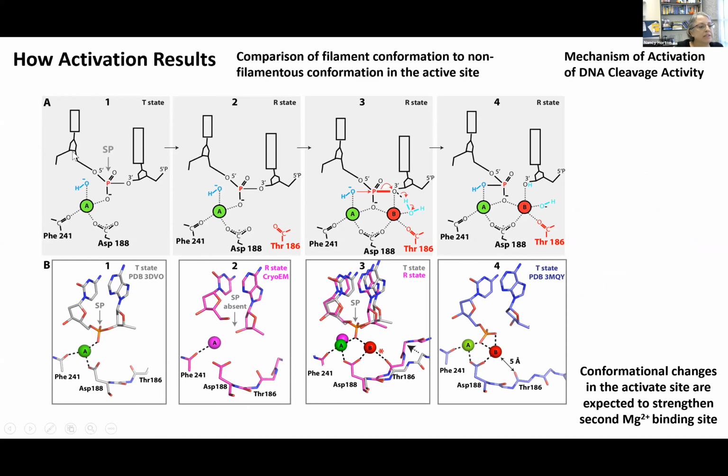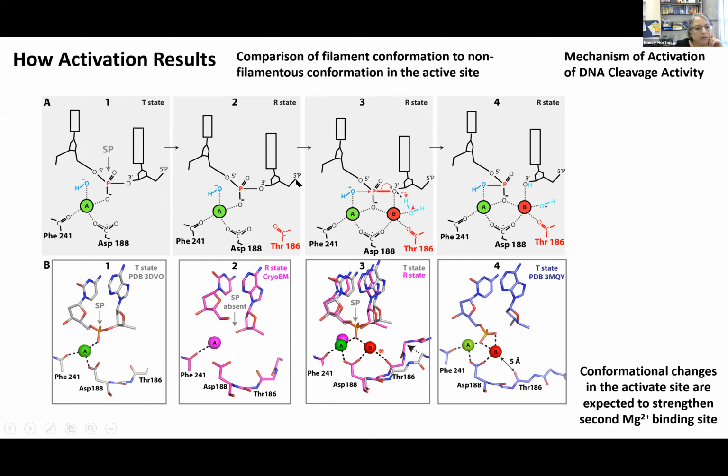So to orient you, this is our cartoon of DNA. This is the bond to be cleaved right here. Metal ion A is positioned here. It binds the nucleophile, water or hydroxide, for nucleophilic attack. And there should be a second metal ion according to the two metal ion mechanism. But we don't see that in our crystal structures in the low activity state. The metal's there, but it's very far away. So we think that's why DNA is cleaved only slowly in this conformation.